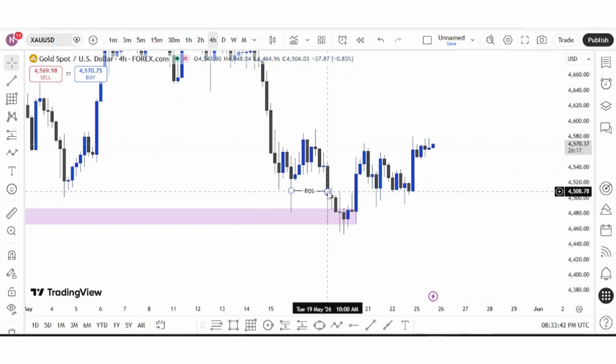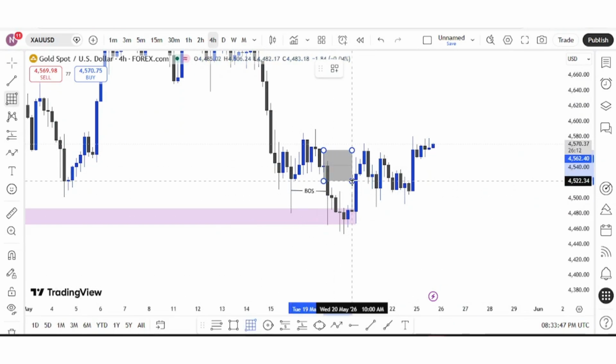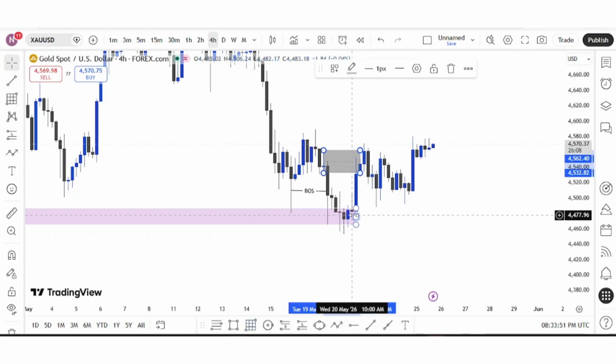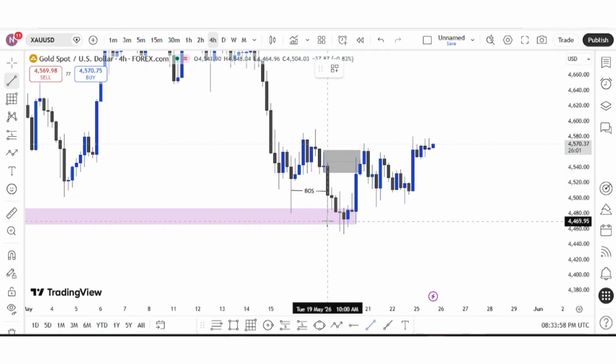We can see that we have this break of structure, right? What happened? This was the origin that caused that break of structure. Price violated this origin because when price caused this break of structure, we saw a liquidity sweep. Multiple rejections here. We saw this liquidity sweep.